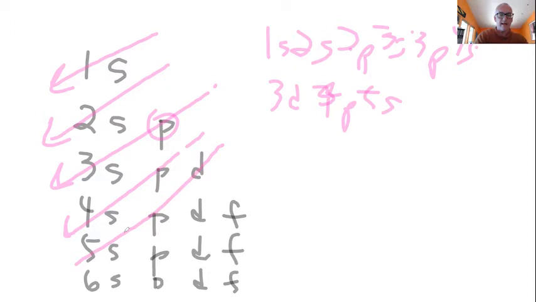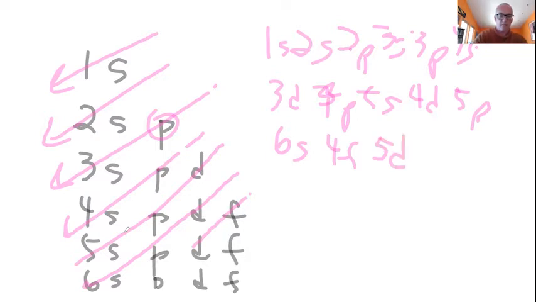Then we come around again, 4d, 5p, 6s. Come around again, 4f, 5d, 6p. So this was where we were. We started with 6s, and then we filled 4f, and then we filled 4d. So we were right. That's the right order to go in.